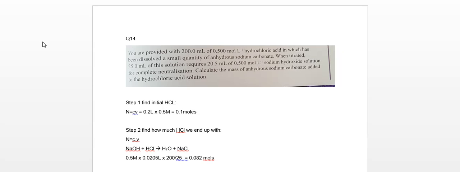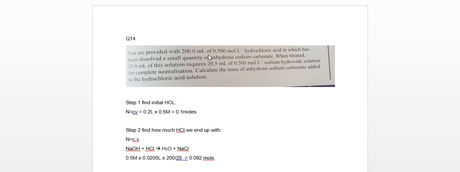Okay, question 14. Really, this is a complex problem. You're given 200 mils of hydrochloric acid in which someone's added some carbonate. So there's an excess of acid here, some carbonate added to it. You are titrating sodium hydroxide solution against what's left of the hydrochloric acid. You use these two bits of information, the amount of acid that you can calculate from here and the amount of acid remaining at this step to figure the amount of acid that's used up.